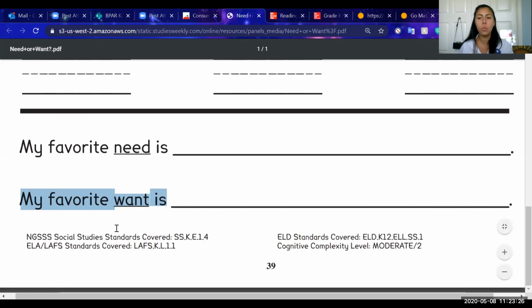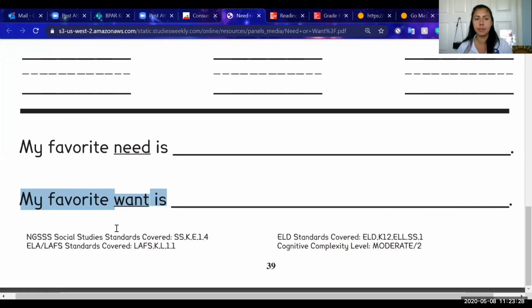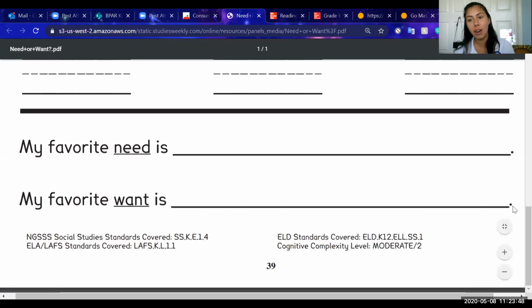This word begins with a w, w, w. Can you think of a word we've been talking about that begins with w? My favorite w. Want. My favorite want is. So now you're going to write a sentence beginning with a capital letter and ending with the ending mark of a period that says, my favorite want is.